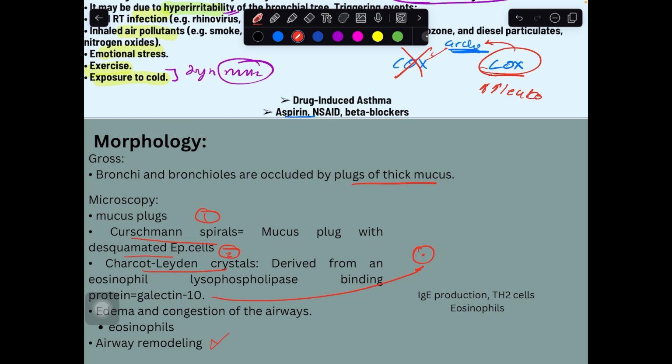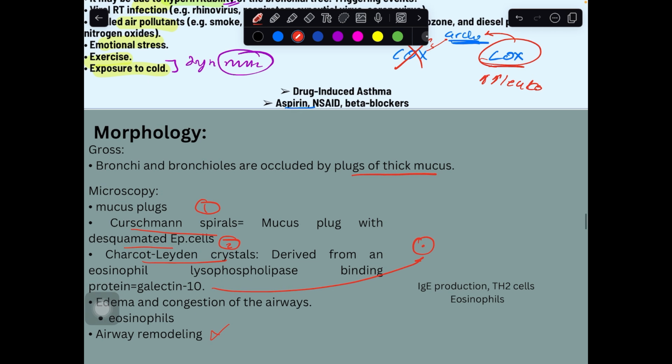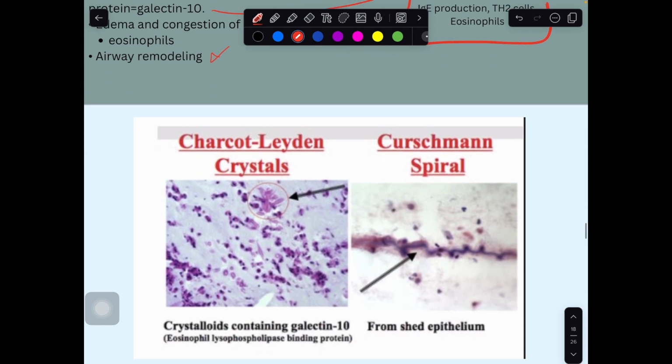Sometimes there's also airway remodeling in certain more severe asthma attacks. These are very important because these are the things that you need to look out for. There's IgE production, there's T helper 2 cell formation, there's eosinophil involvement, inflammation as well. So these are the Charcot-Leyden crystals, which are what we mentioned. They are from the eosinophils, and inside of them there's the galectin-10 protein. Whereas the Curschmann spiral is the mucus that has the shed epithelium inside of it.